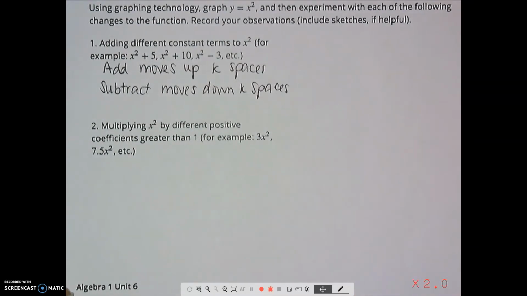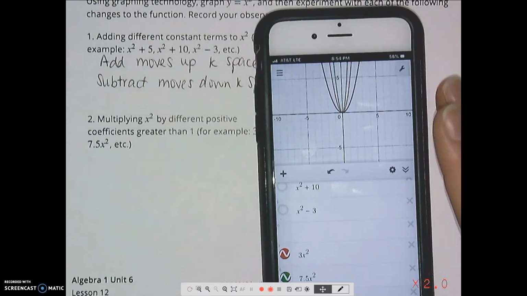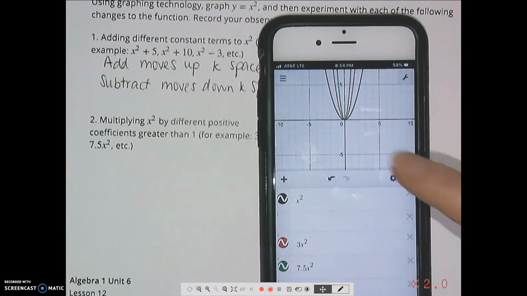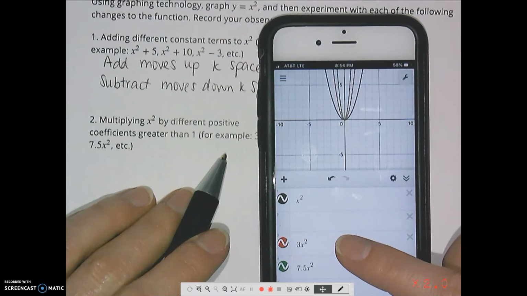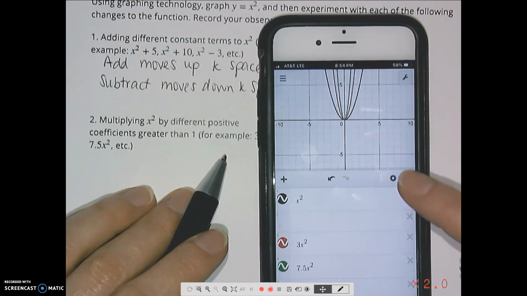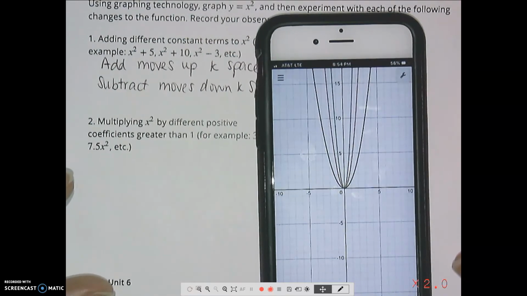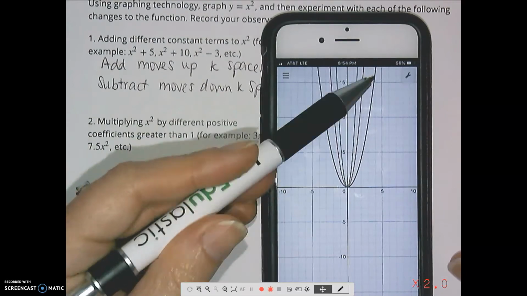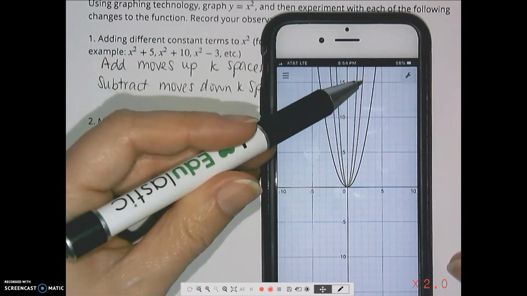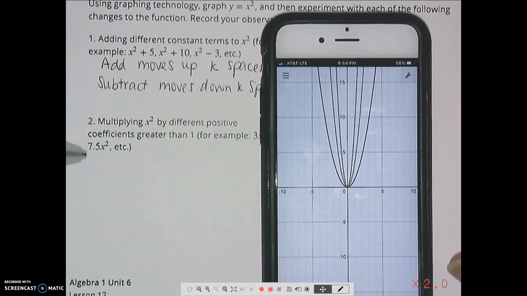Again, I've gone ahead and graphed them. So let me get rid of these other ones. We don't need those anymore. So we have x squared, that's the black. 3x squared, which they've given us as a suggestion, is the red, and 7.5x squared is the green. So let me get rid of this so we can see it a little bit clearer. What happens? Here's your original. When we multiply by 3, we're getting a little skinnier. When we multiply by 7.5, we're getting even skinnier again.